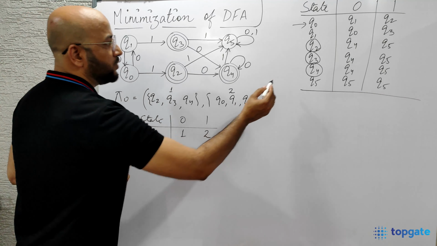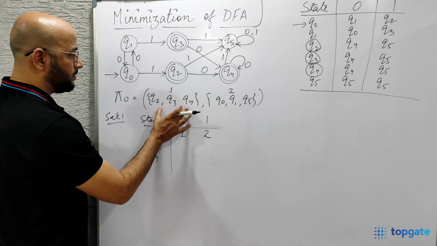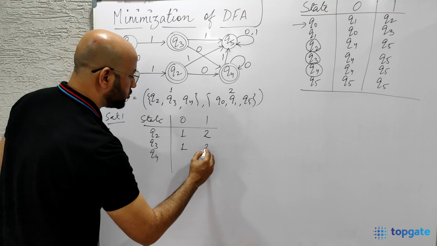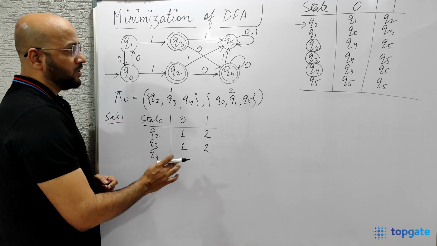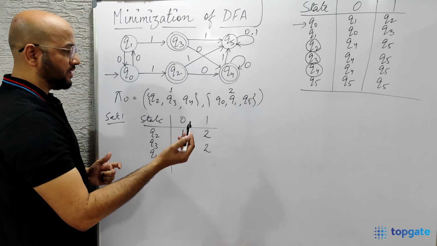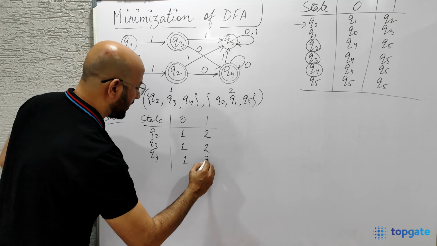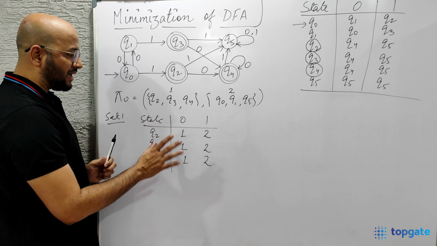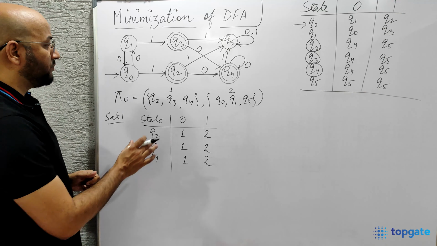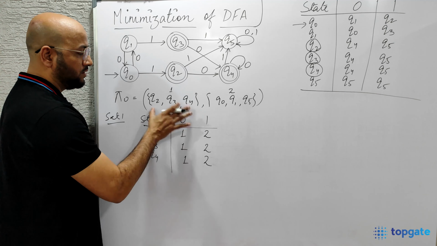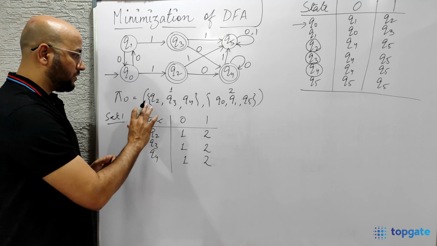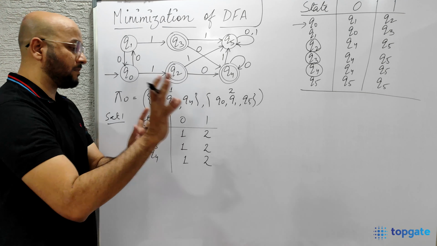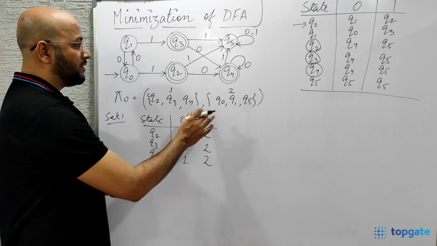For Q3, I have Q4 and Q5. Q4 belongs to set number 1 and Q5 belongs to set number 2. Similarly for Q4, I have Q4 and Q5, again the same thing. So I'll simply write 1 and 2. If you analyze this one, Q2, Q3, Q4 are all exactly similar. Therefore, we don't have to split this particular set. That means this becomes my final state, a combination of these three states in the minimized DFA. Clear? Now we'll move on to set number 2.